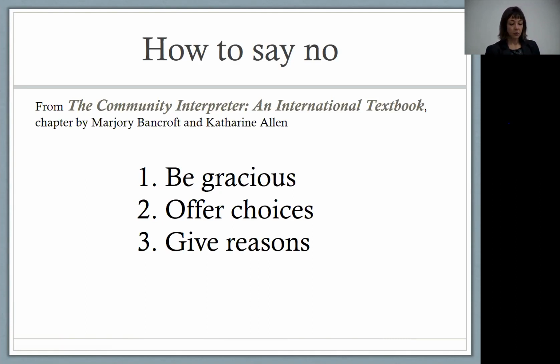And so you're gracious about it. So you acknowledge again that they're coming at this for a really good reason. And you say, wow, that's... and I have an example on the next slide. Then you offer choices, and they say you have to offer at least two choices of an alternative, right? So the bus 36 comes here, or if you take the train, it will come by here, something like that. And then at the end, you give the reason.